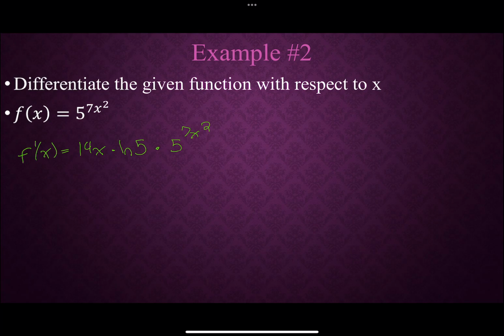This is not a power rule, so the exponent's not decreasing by 1. That's a very common mistake with these exponentials, where you decrease the exponent by 1. Power rule is when it's a variable raised to a number. Exponential is when it's a number raised to a variable. So it's not the same thing in the slightest. So just make sure you're careful with that.